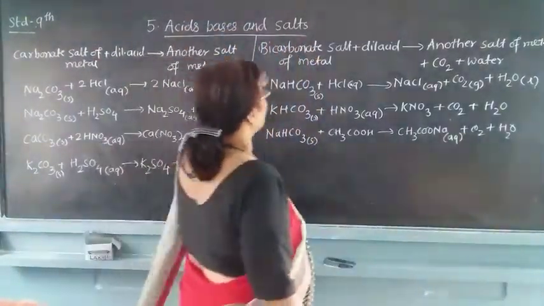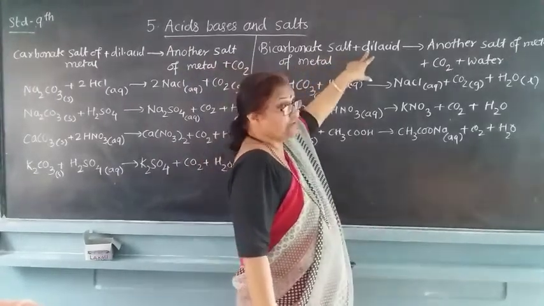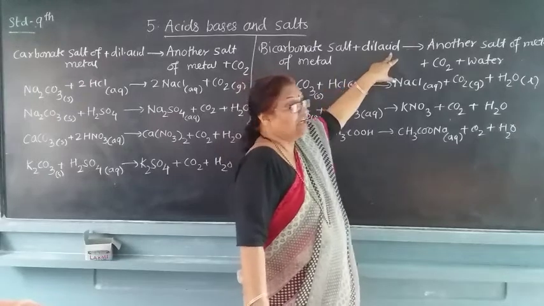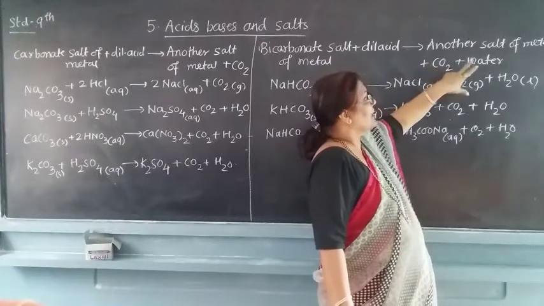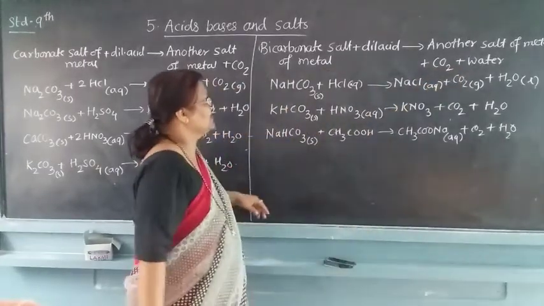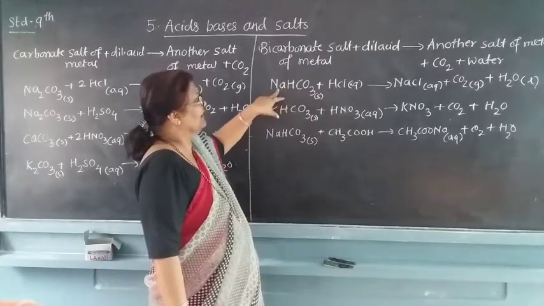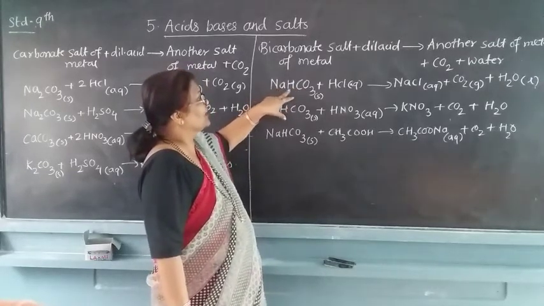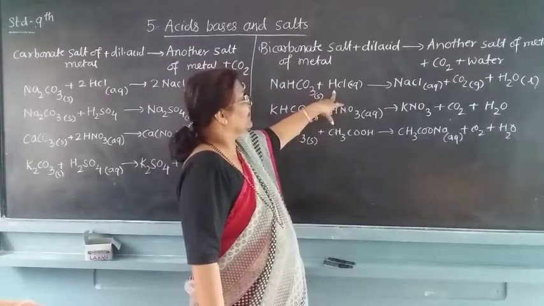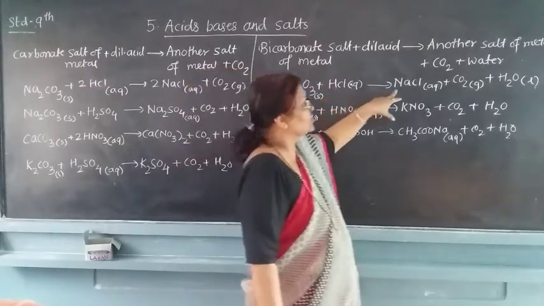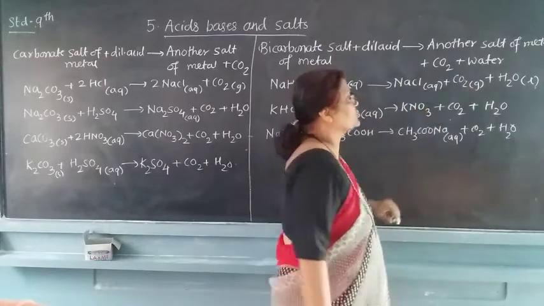A bicarbonate salt of a metal reacts with dilute acid to give another salt of the metal plus carbon dioxide plus water. NaHCO3, a bicarbonate salt, reacts with HCl to give NaCl plus carbon dioxide plus H2O.